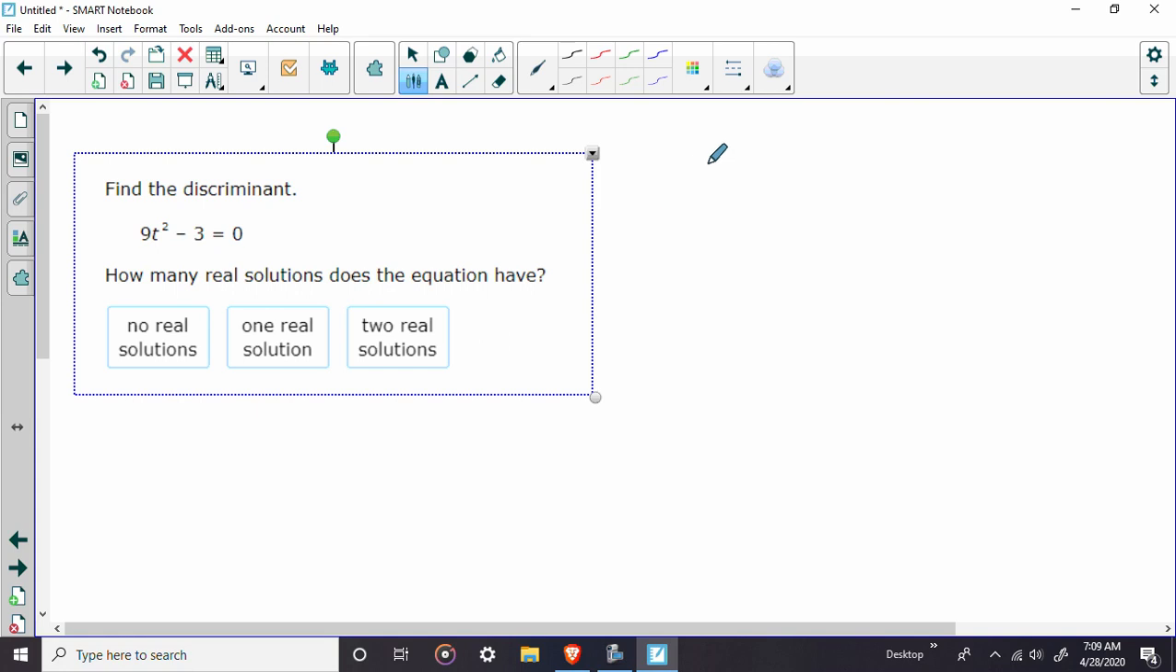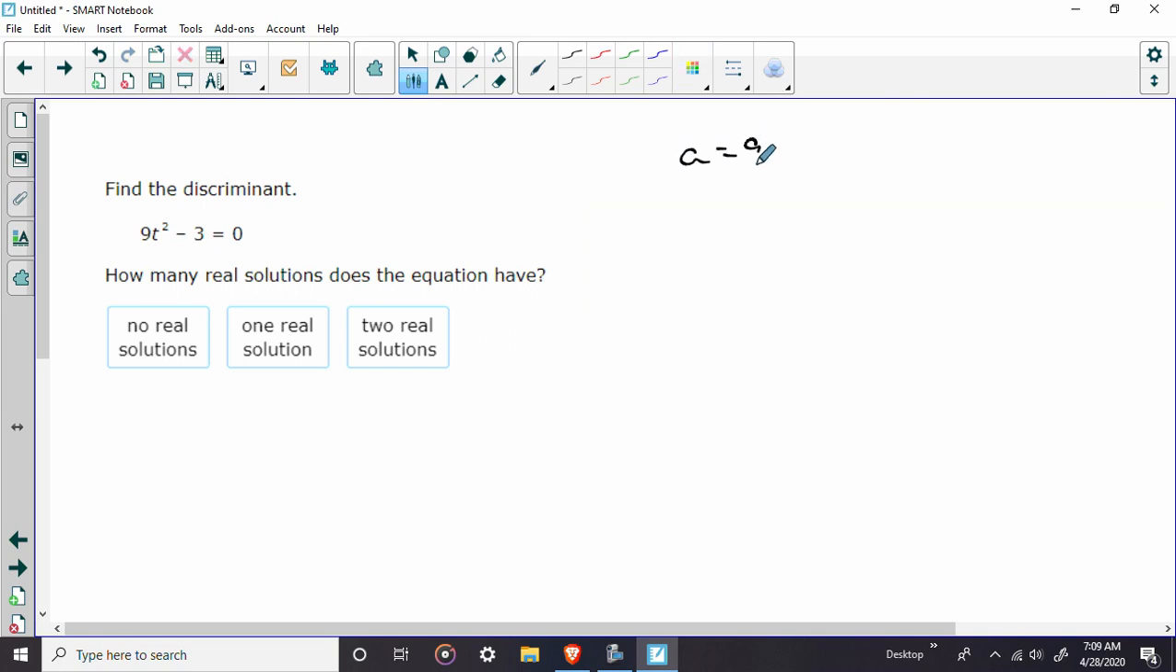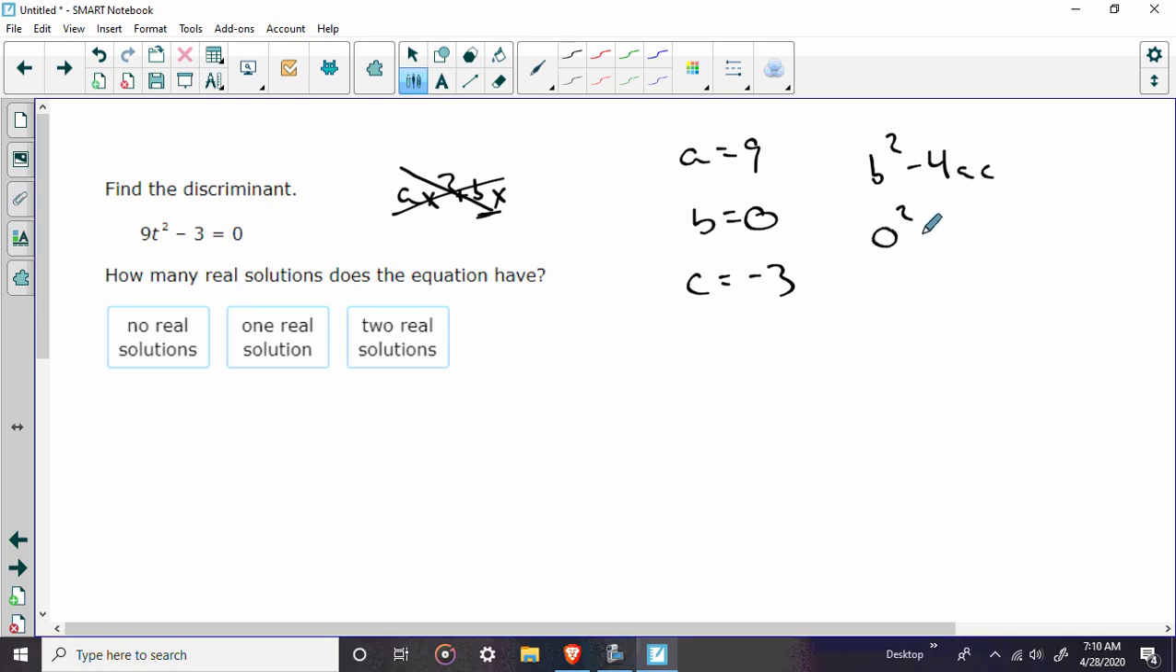Okay, here, let's be careful. A is equal to 9, and there is no B, right? It says ax squared plus bx, right? There is nothing with just a t to the first power. So we have to remember that b is equal to 0, and c is equal to -3. So again, we got b squared minus 4ac. That is 0 squared minus 4 times 9 times -3.